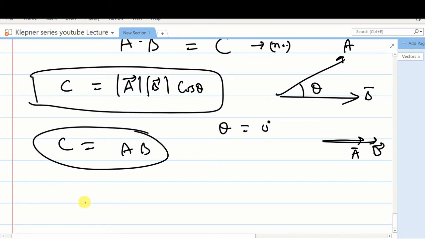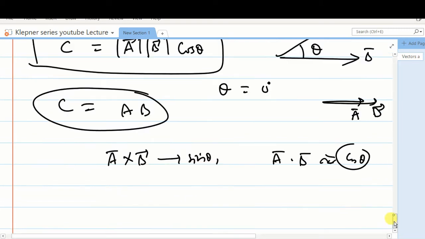So in the vector case, A cross B depends on sin theta. A dot B depends on cos theta. Got it? They are functions of trigonometric functions, and I hope you understand sin theta and cos theta, when they are maximum, when they are minimum, and when they are 0. That is pretty much the understanding of this algebra.